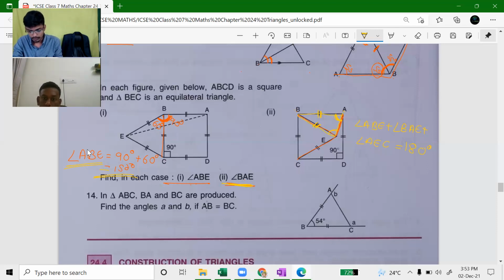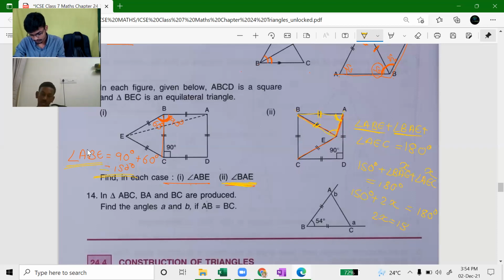Now tell me, this is 150 degrees, yes or no? 150 degrees plus, and which angle do we have to find? BAE we want to find, no? Yes, BAE. 150 degrees plus angle BAE plus angle AEC is equal to 180 degrees. Sure? So we can consider them x and x. It will become 150 degrees plus 2x is equal to 180 degrees, right?